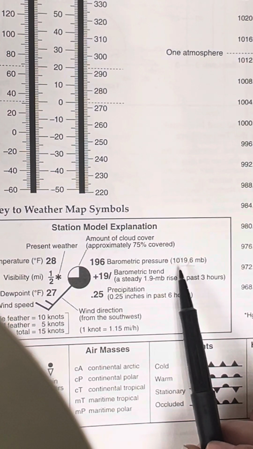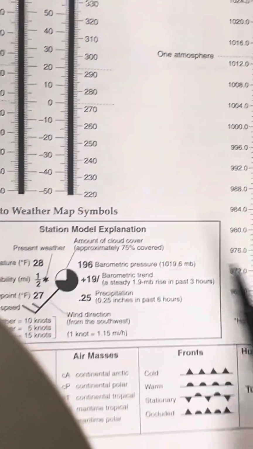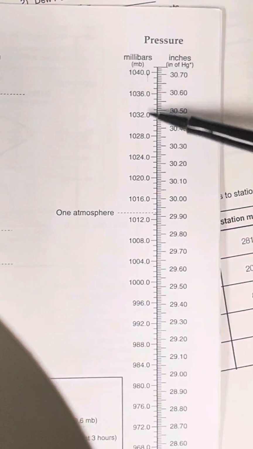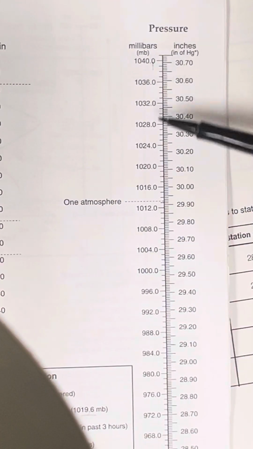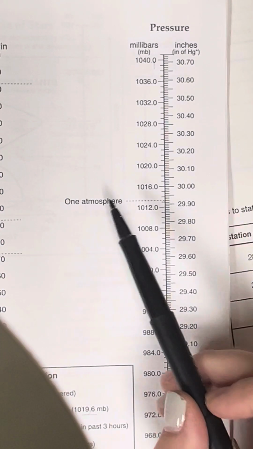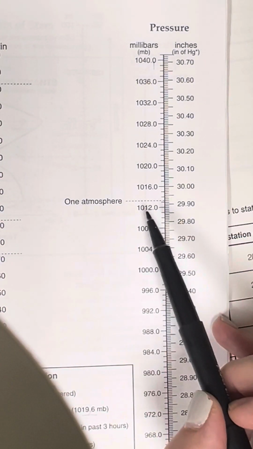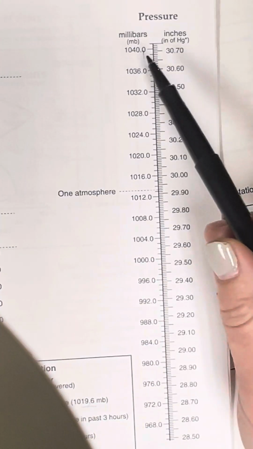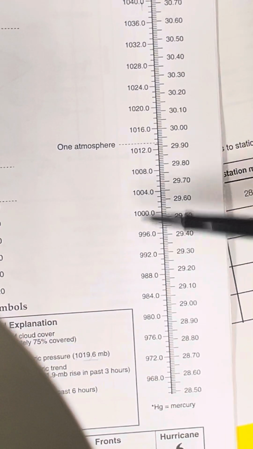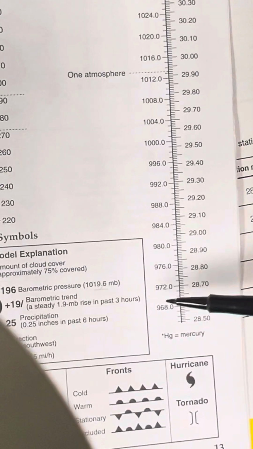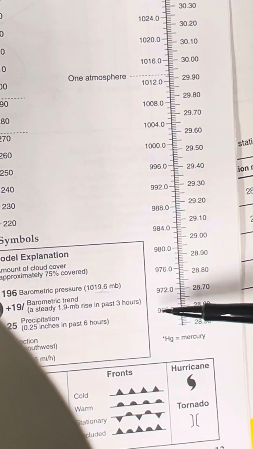Sometimes the pressure starts with a 10, sometimes it starts with a 9. That is because anywhere on Earth's surface, you're going to be experiencing these types of pressures. If you're standing at the ocean, 1 atmosphere is about 1,013 millibars. If you go higher or lower in altitude, your pressure is going to change slightly. So sometimes your number starts with a 9, sometimes with a 10.